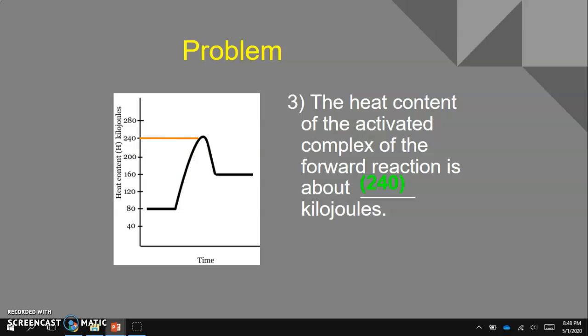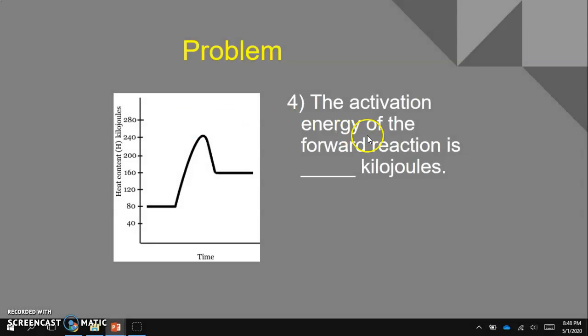All right, let's look at another one. The heat content of the products of the forward reaction, again, just going left to right, that's what it means by forward reaction. So starting with our reactants on the left and ending with our products on the right. It just wants to know the heat content of just the products. Okay, so again, reactants on the left, products on the right.